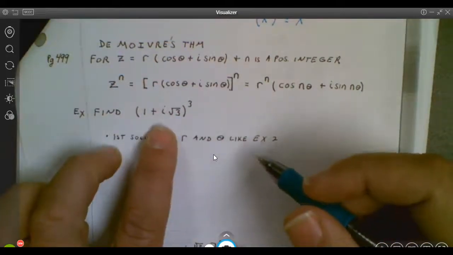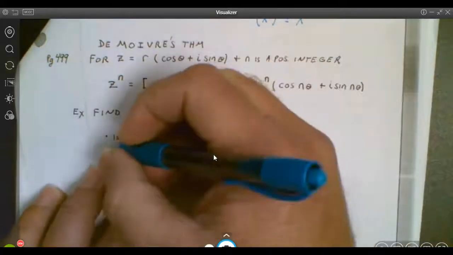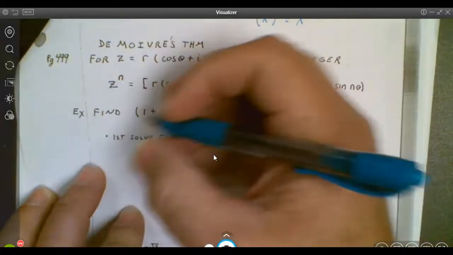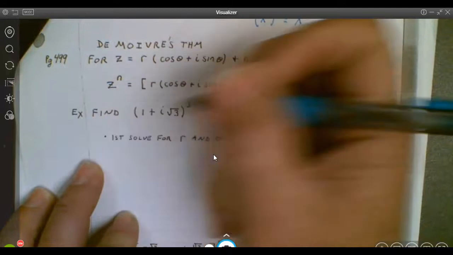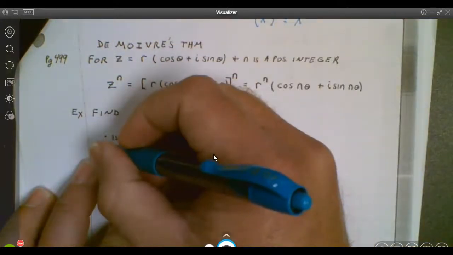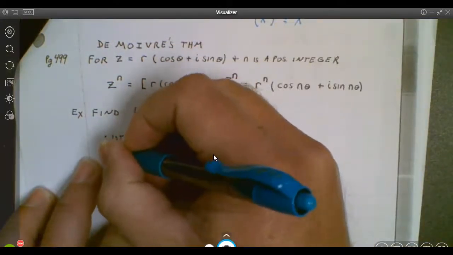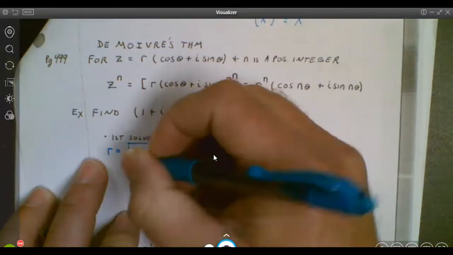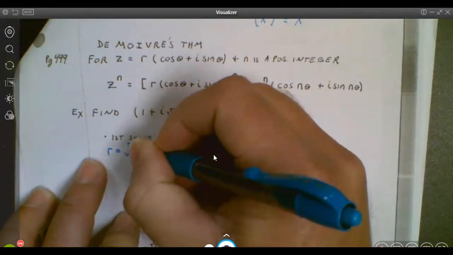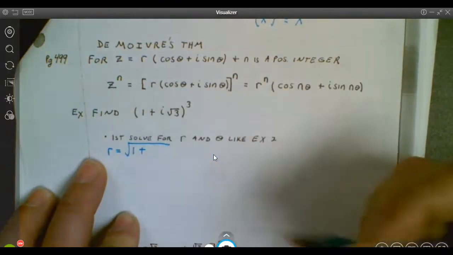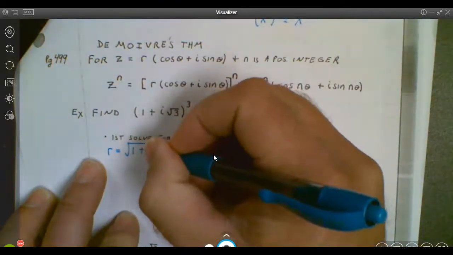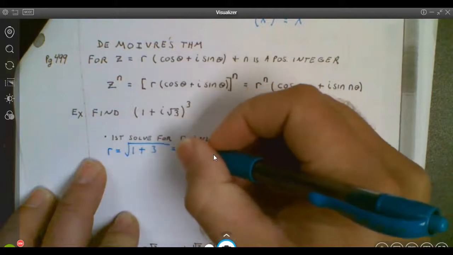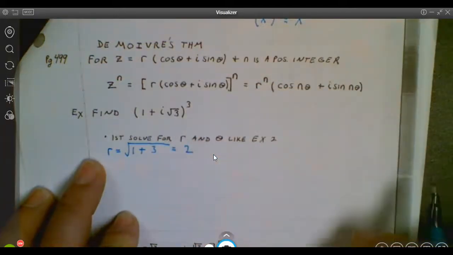Okay, so just look at the parentheses for a minute. We're going to start by solving for r. I'm a little concerned I'm running out of room, but I think I'll be okay. So I'm going to start by solving for r. Remember, that's Pythagorean theorem. So I'm doing a squared plus b squared, and that would just be 3. So square root of 4, a nice easy r value of 2.